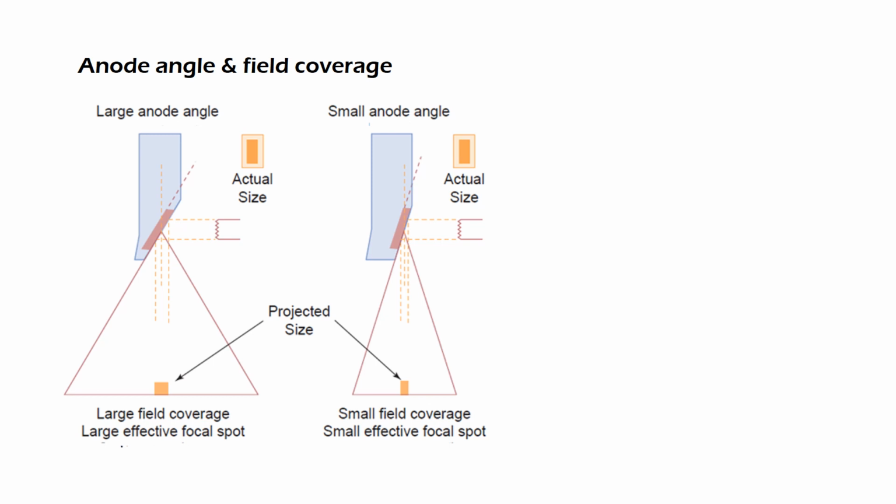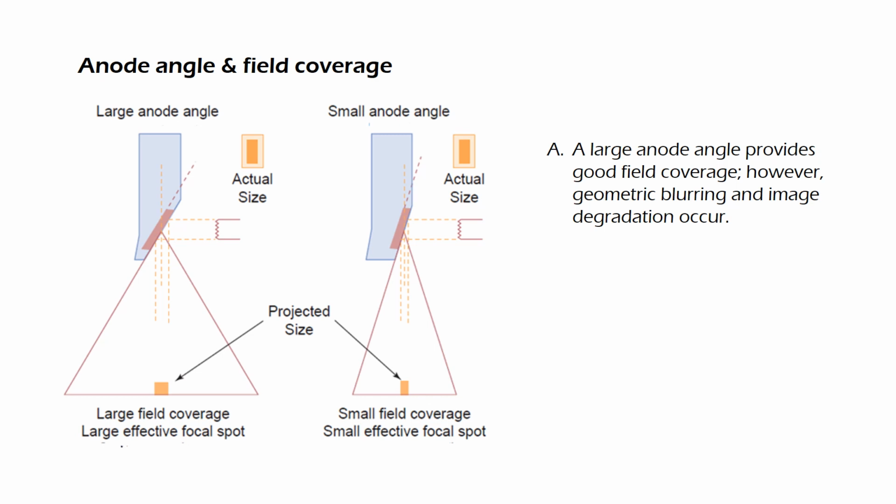Both field coverage and effective focal spot size vary with the anode angle. As the anode angle decreases, that is, approaches 0 degrees, the effective focal spot becomes smaller for the same actual focal area, providing better spatial resolution of the object. However, a small anode angle limits the usable X-ray field size at a given source to image receptor distance because of cutoff of the beam on the anode side. Field coverage reduces further for short focus to detector distances.